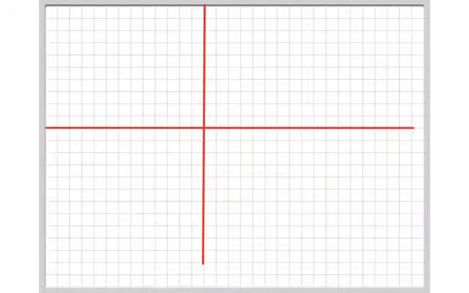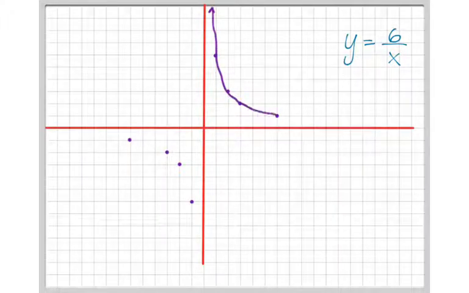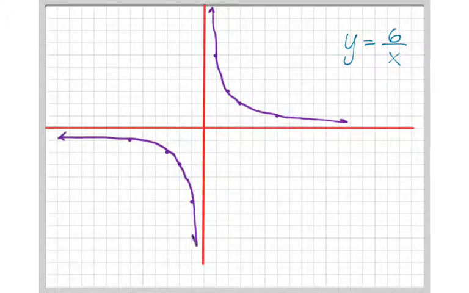Let's think about this. So let's use some specific points as an example. Suppose we started with y equals 6 over x. We know that we would have the points (2, 3), (3, 2), (6, 1), (1, 6), and all of the negative versions of those. And we'd have branches of our hyperbola that look roughly like this, because those are the points whose x and y values multiply to be 6.